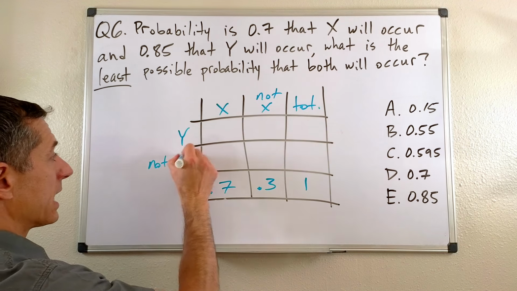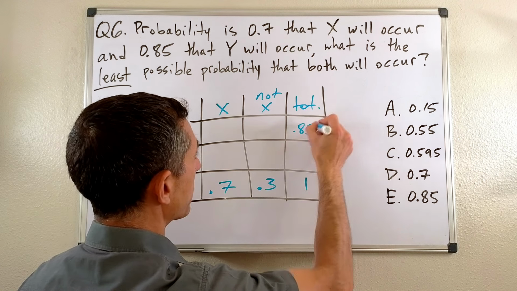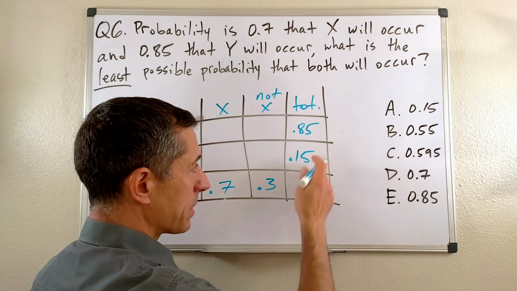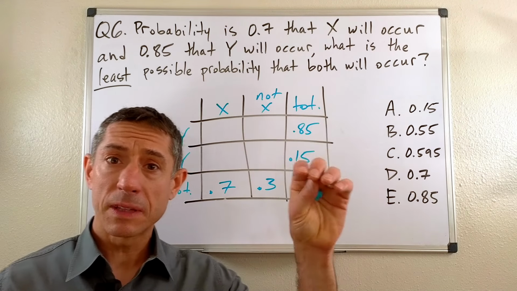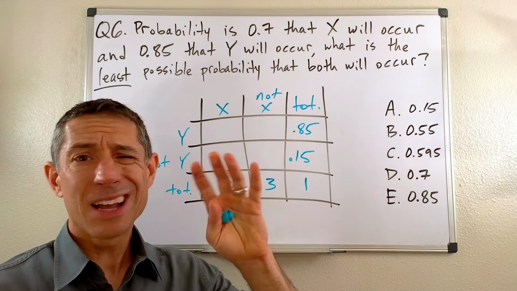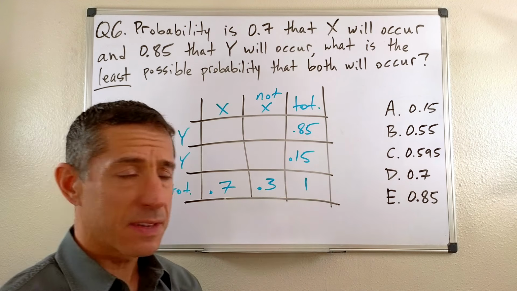Y, not Y. Total. So we've got a 0.85 probability that Y occurs, 0.15 probability it does not. So that's part one. Don't get intimidated if you see probability in an overlapping sets context. Not super crazy common on the GMAT, just common enough. I thought it was worth some space in the video.